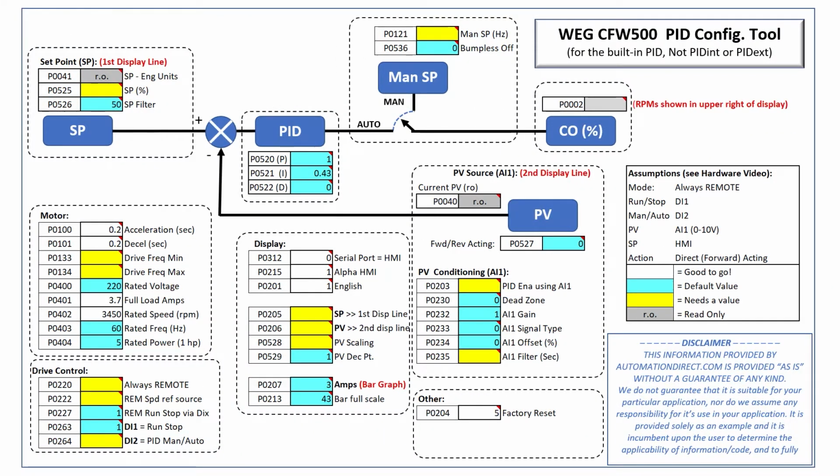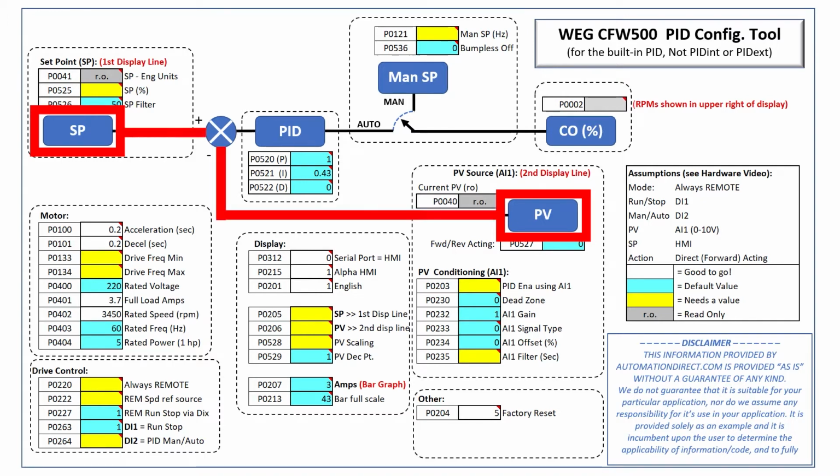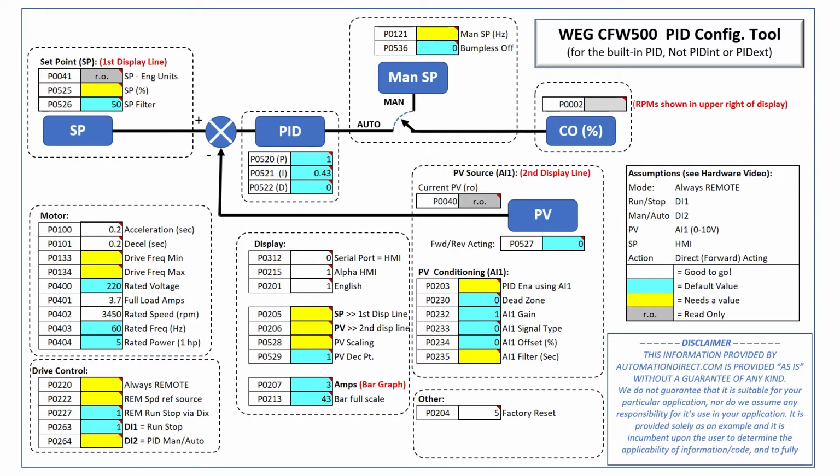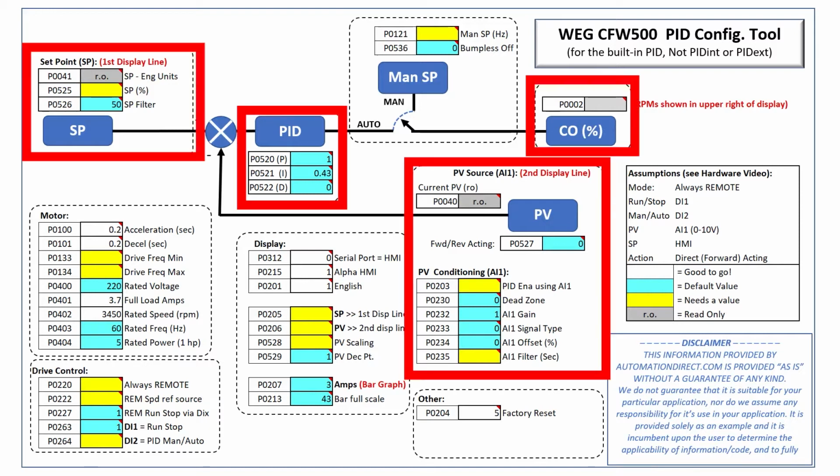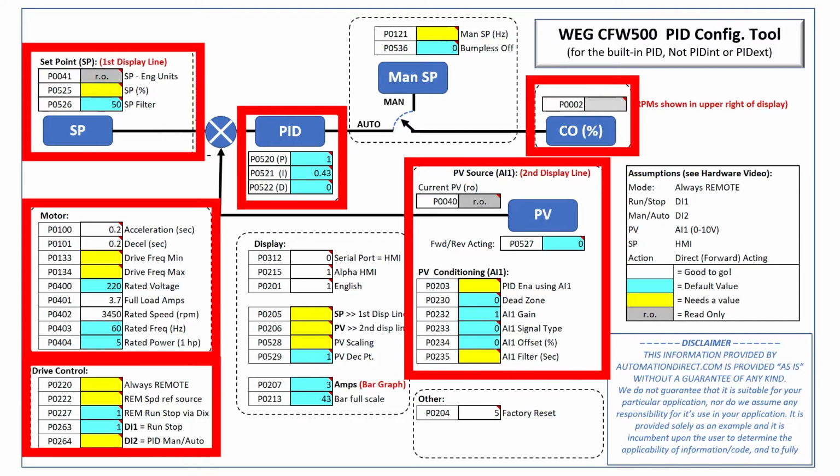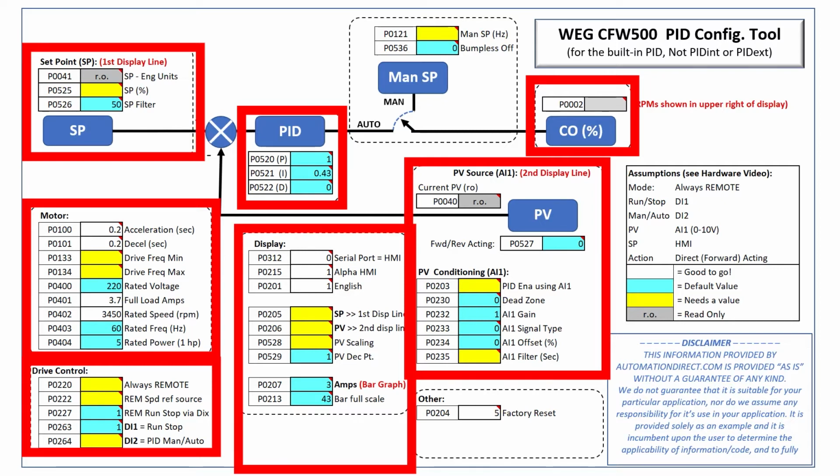It's just your basic feedback diagram where we take the set point and the process variable, take the difference, produce an error signal, run that through the PID algorithm, and send the control output to the motor. The parameters associated with each of those are grouped around each item, plus the motor control group, the drive control group, and the display configuration parameters.